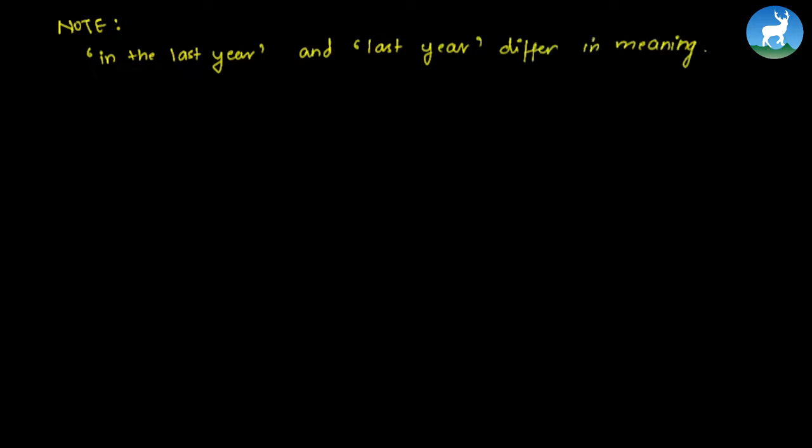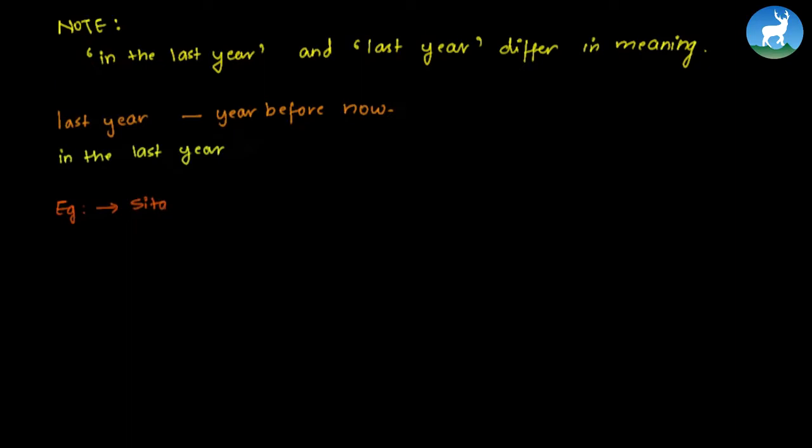Though they seem very similar, "last year" means the year before now. Which means if we are in 2016, last year means 2015. However, "in the last year" means a year ago until now. It does not mean the immediate last year. It just means a year ago until now. I'll explain it to you by giving an example.